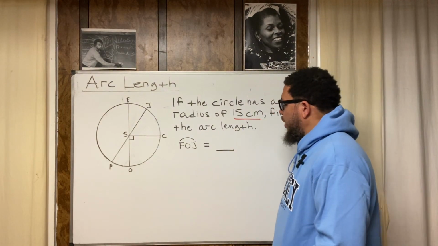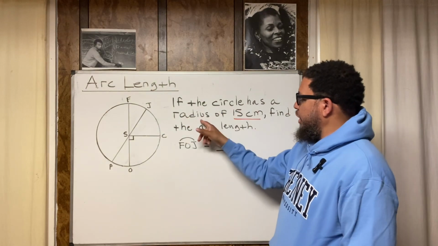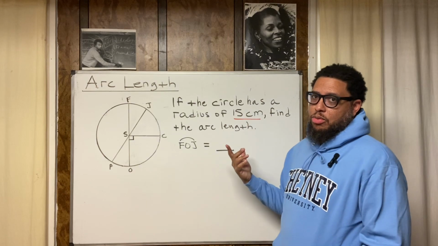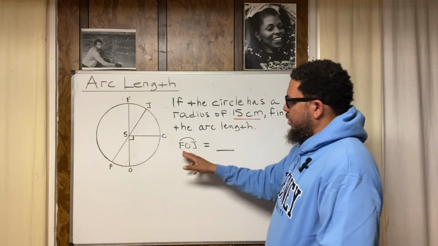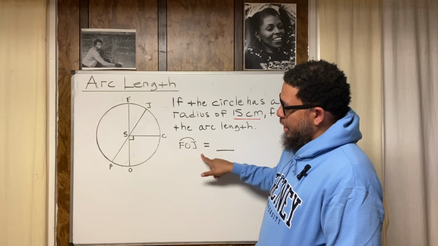All right. Now, what are we doing? This is about arc length. If the circle has a radius of 15 centimeters, find the arc length. It's underlined, so you know that's going to be important information. Here, we're trying to find the arc length of the major arc, FOJ.